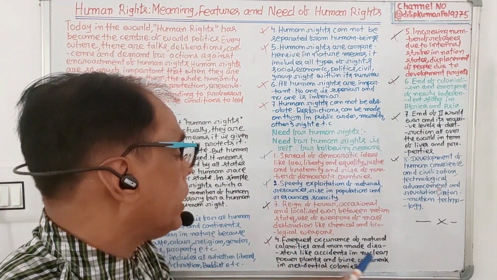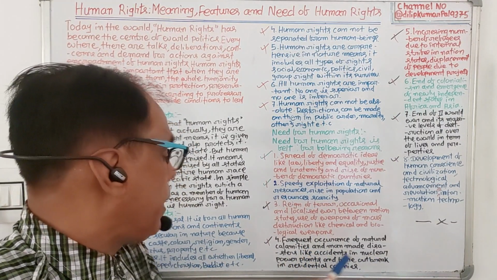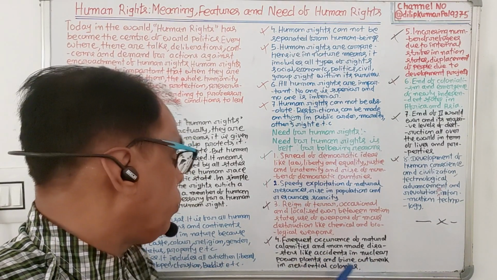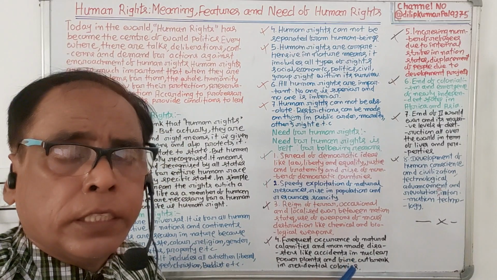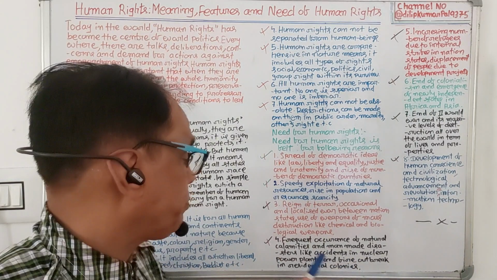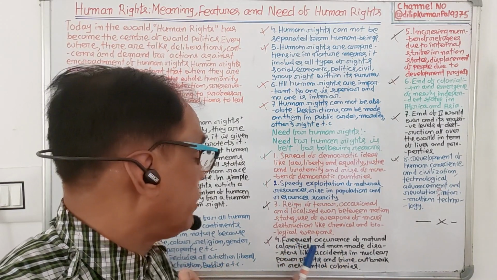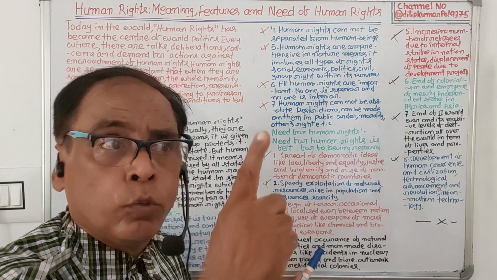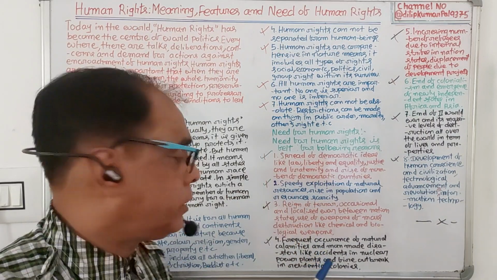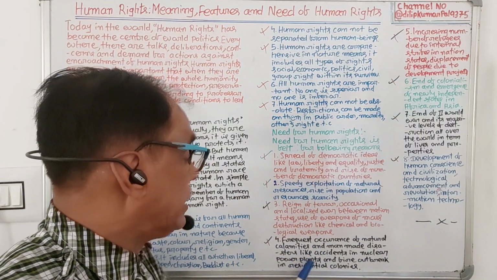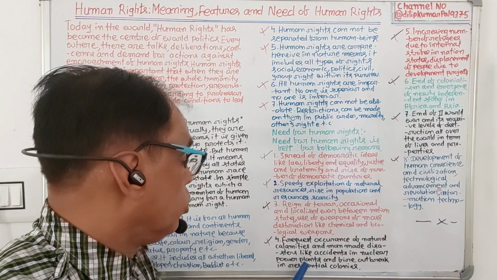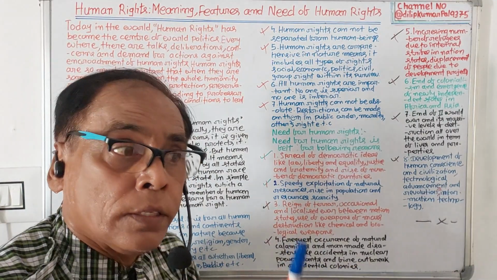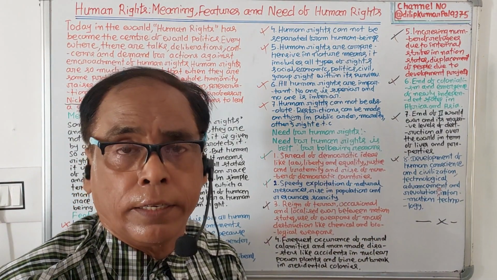Four, frequent occurrence of natural calamity, man-made disasters like accidents in nuclear power plants, fire outbreak in residential colonies, the need of human rights is felt. From time to time natural calamities took place due to environmental imbalance, man-made disasters like accidents in nuclear power plants, fire outbreak in residential colonies, the need of human rights was felt.